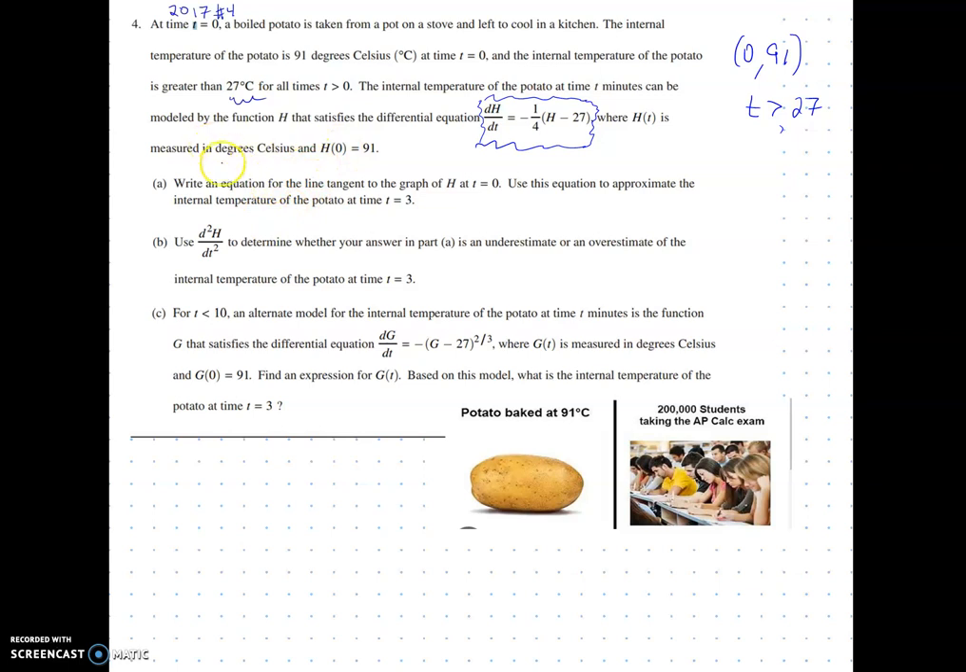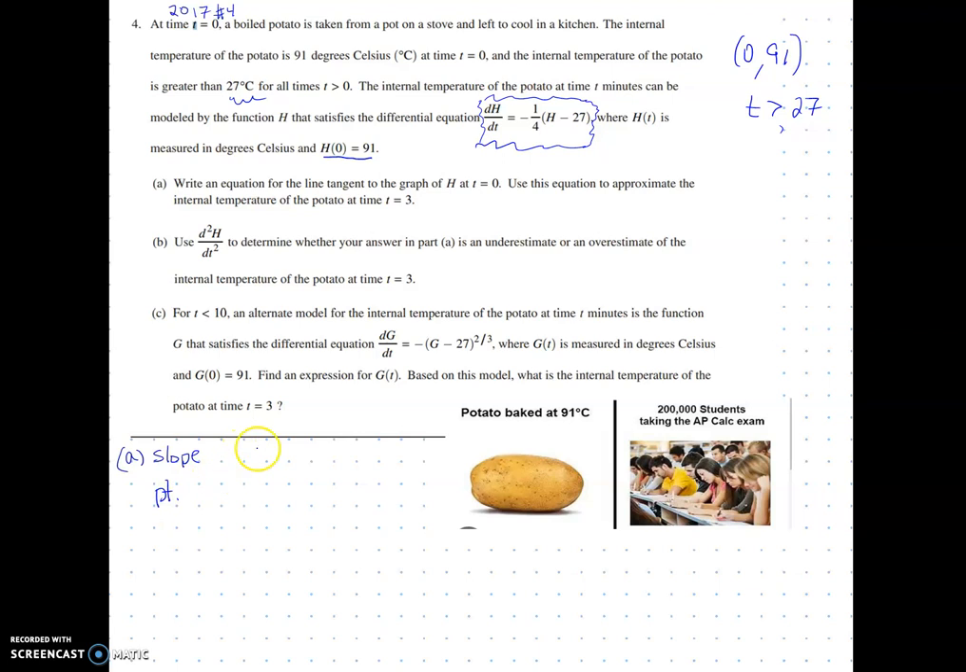Oh yes, we caught that. It's like they're just telling us again, just in case we missed it. Thank you, Mr. AP Examiner. Part A: write an equation for the tangent line. If you see those words and you have been sitting in this class, you should immediately know that you need the slope and you need a point.